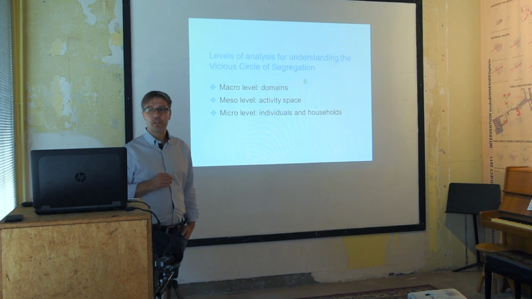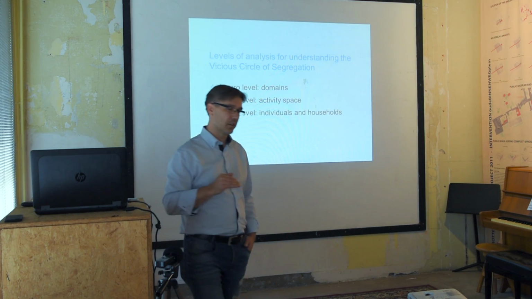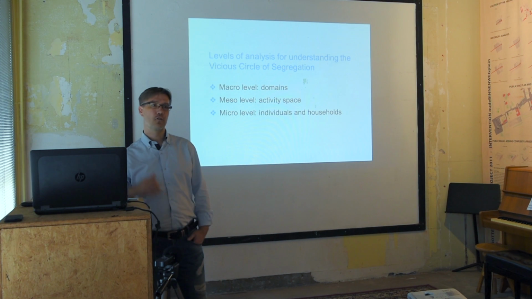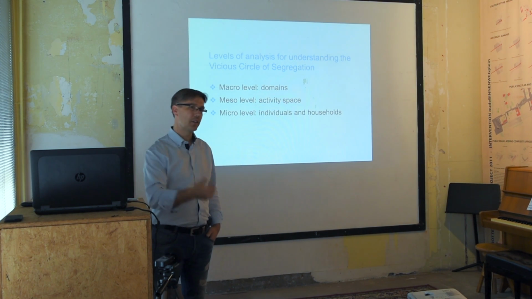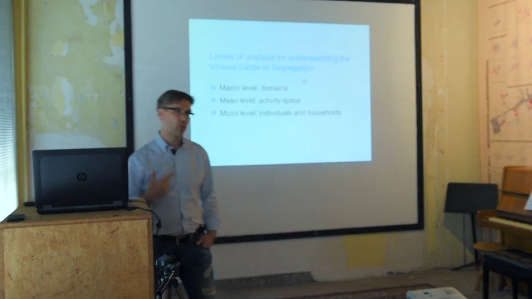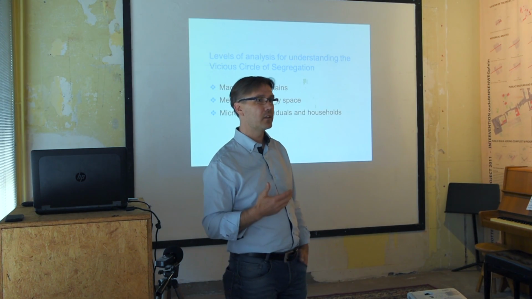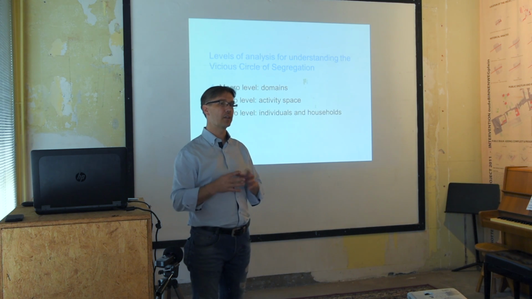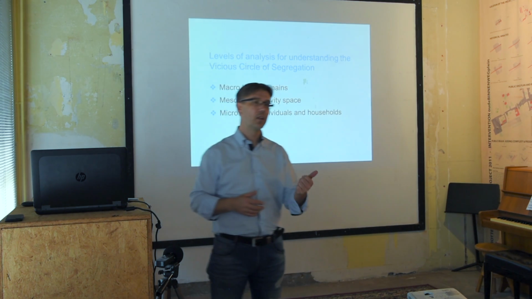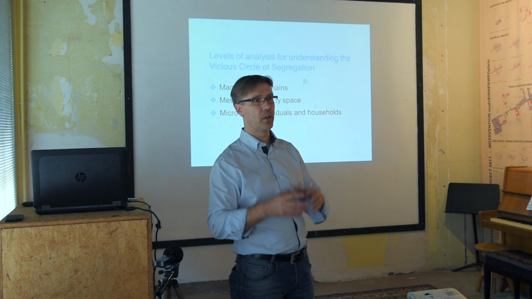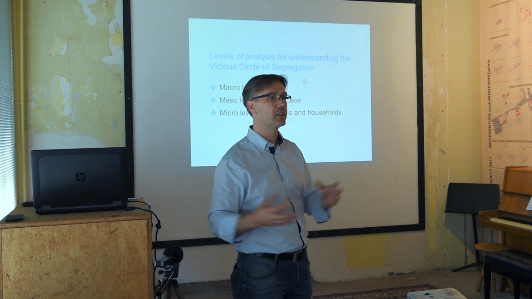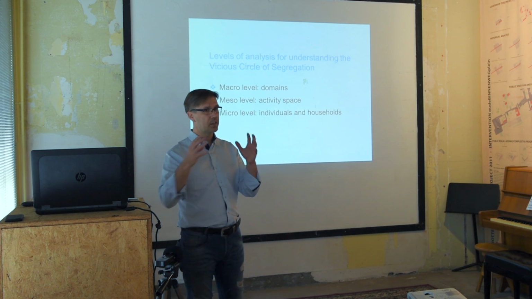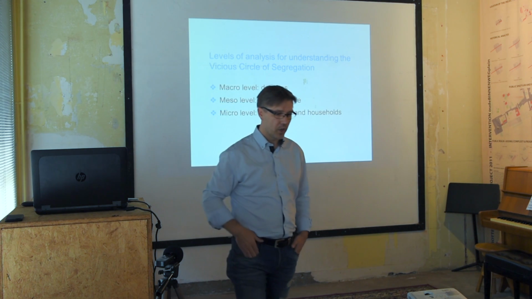So when we talk about the concept of a vicious circle of segregation, we talk about 3 levels of analysis. These are domains, activity sites, and individuals and households. So with domains, we mean broad areas in our life that relate to where we live, our educational choices, our work choices, what we do in the leisure time. These are the domains in our life.